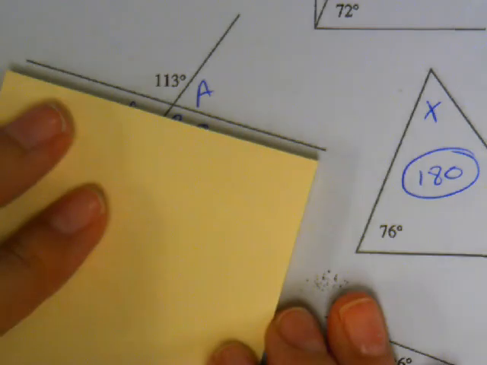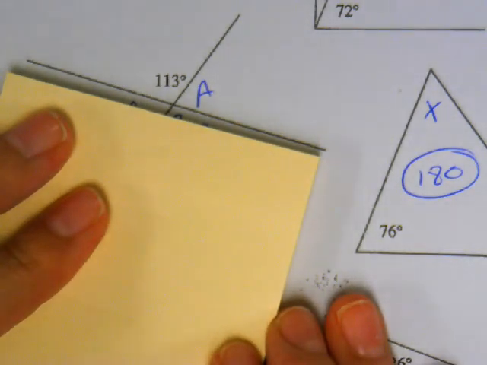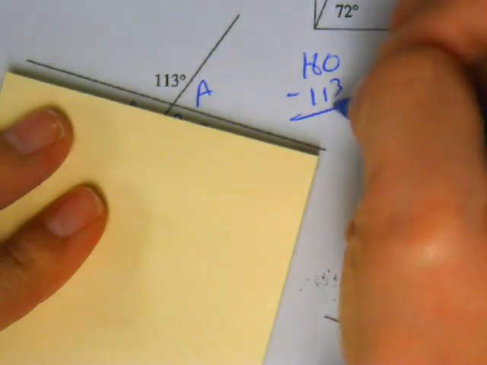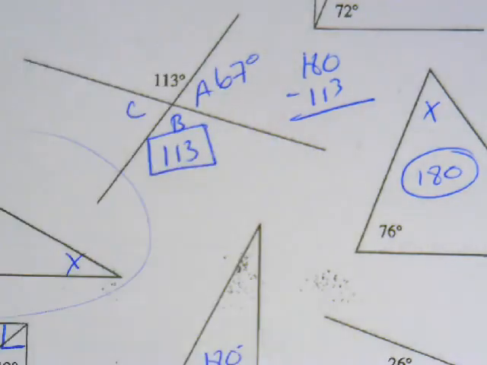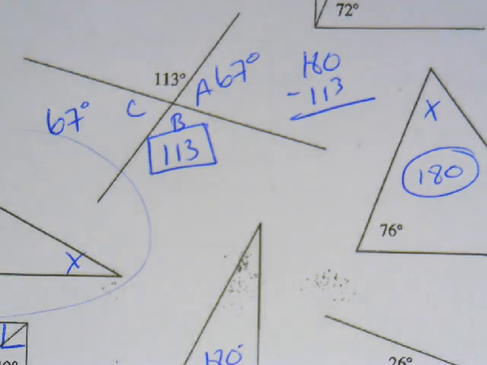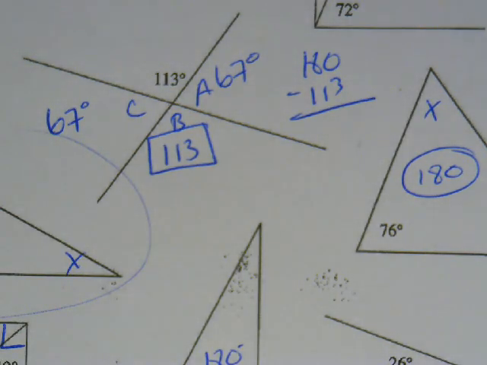Yeah. So this would be 180, right? A straight line. So what's 180 minus 113? 67. So this is 67. So what do we know right now? That's C, 67. So C is also 67. Does that make sense? So you basically find what the whole thing is equal to, or if you already know, like the triangle is 180.